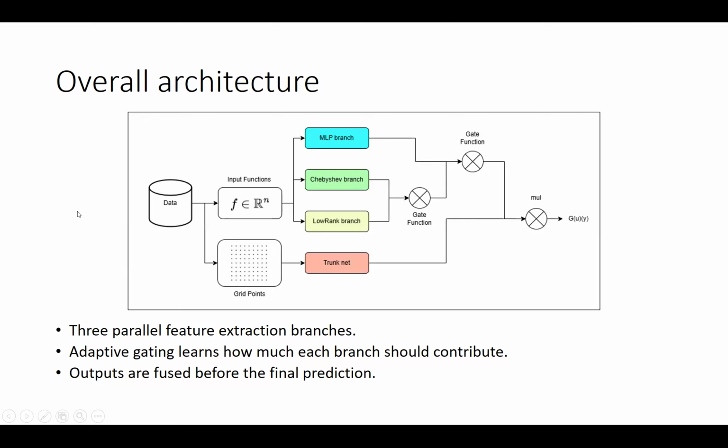I'm sorry, I have a connection problem. May I ask you to repeat it? Yeah, I can repeat my question. I was asking that, here we have 3 branches and 2 gates to combine these branches. Do you have any comment on memory and training time compared with DeepONet, or how much more training time or memory this model needs compared with DeepONet?